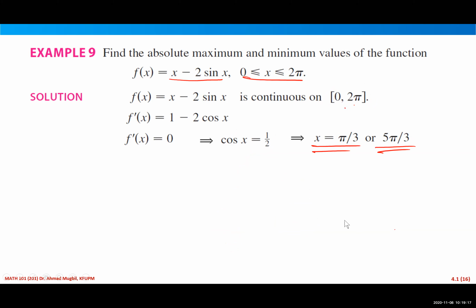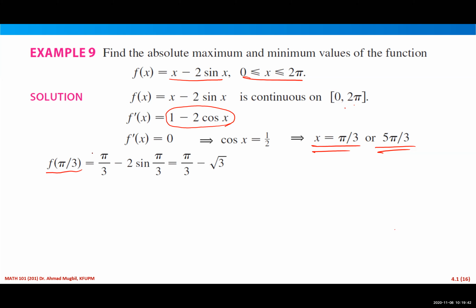What else could give critical numbers? Where the derivative does not exist. Does this derivative not exist at some points, or does it always exist? It is cosine. Cosine x is continuous everywhere, so it exists always. So we have only these two critical numbers. So let's evaluate the function at them.